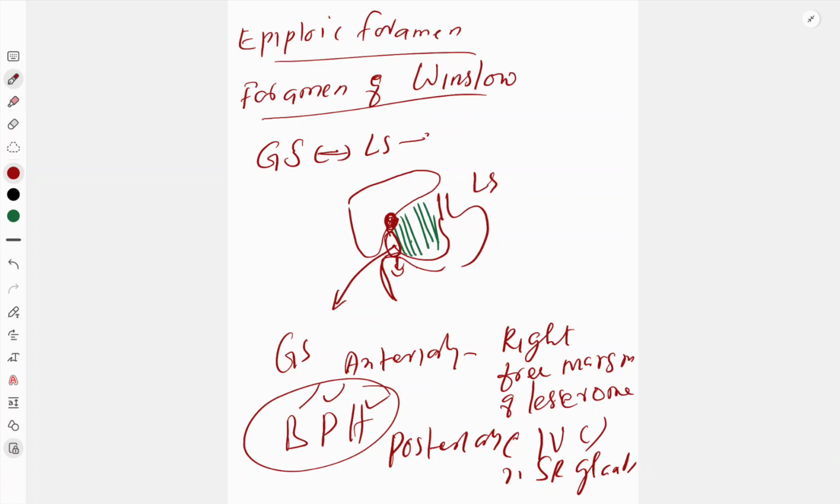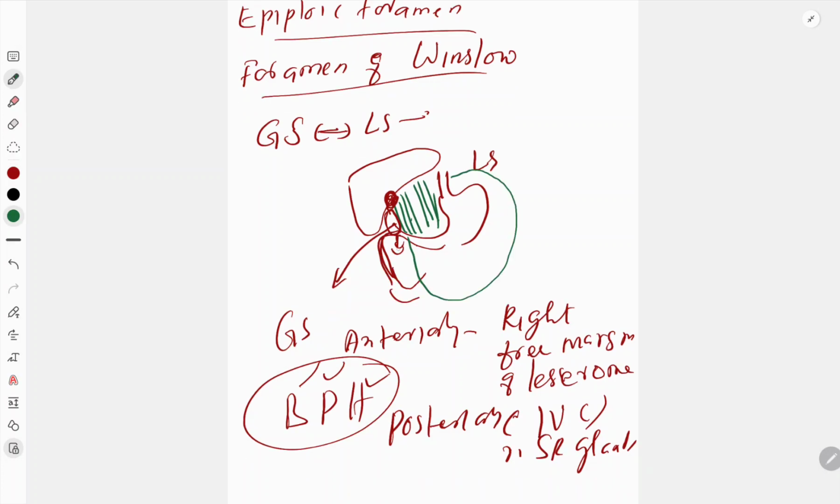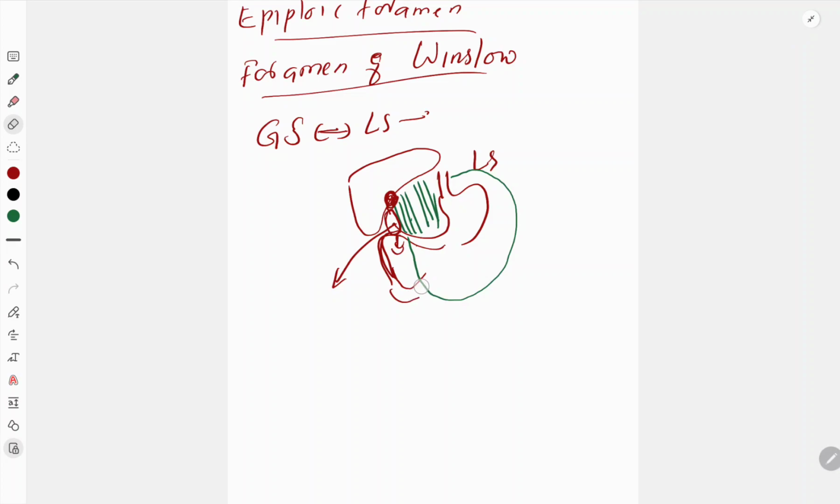What is the importance of this epiploic foramen? There is a chance of internal herniation. An internal hernia can occur through the epiploic foramen. What is this internal herniation? We have the duodenum, then the jejunum and ileum. Here is the duodenum, and here we have the coils of small intestine. Sometimes coils of small intestine pass through this epiploic foramen and enter the lesser sac. That is the internal herniation.